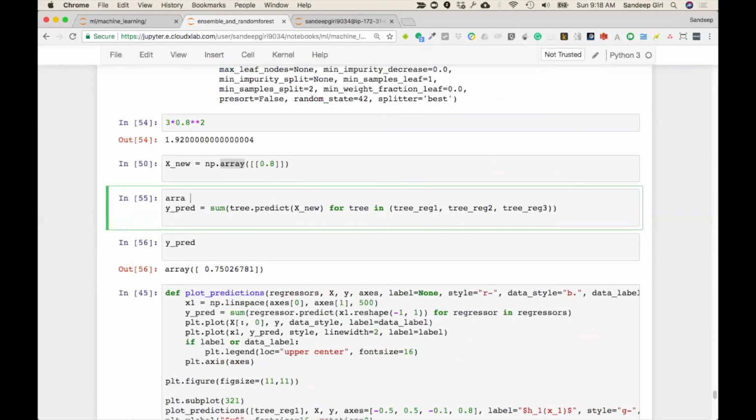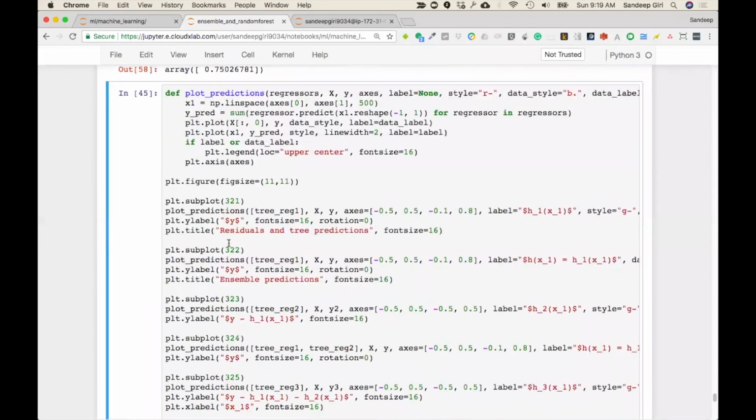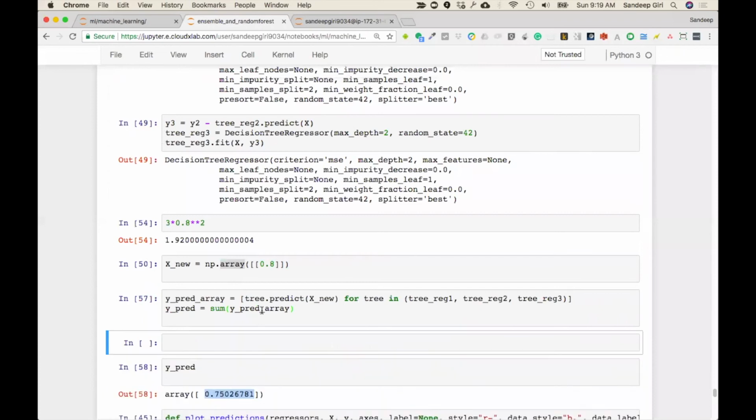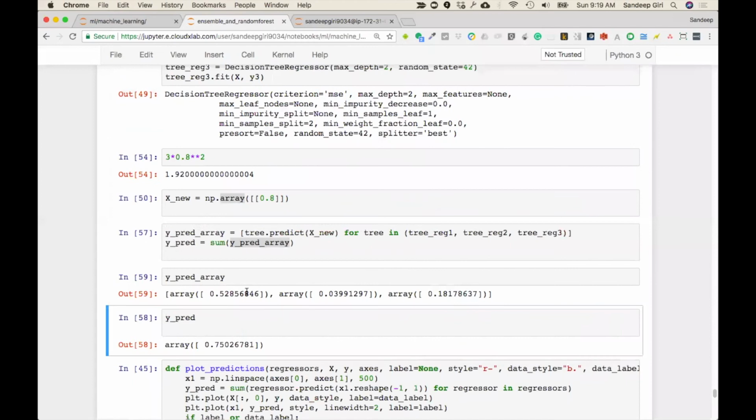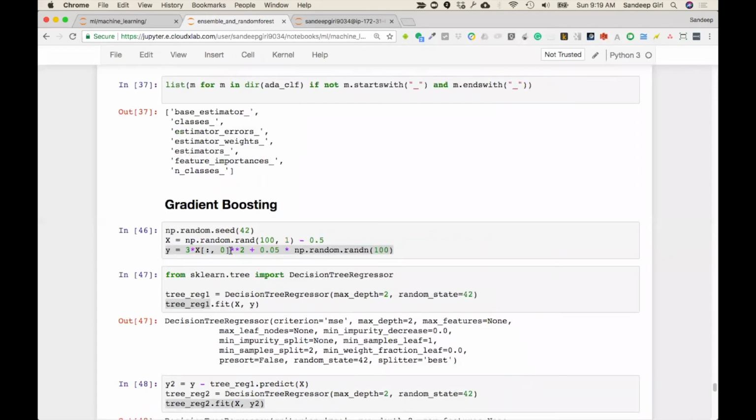We'll say y predict array equals, okay, so it essentially is, and then we say y predict array is this. Okay, so the value of y predict array is this, and individual predictions are these. The first one's prediction was this much, second one's prediction is this much, third one's prediction is this much. And we are just summing it up. Okay, we just chose 5 for whatever reason.